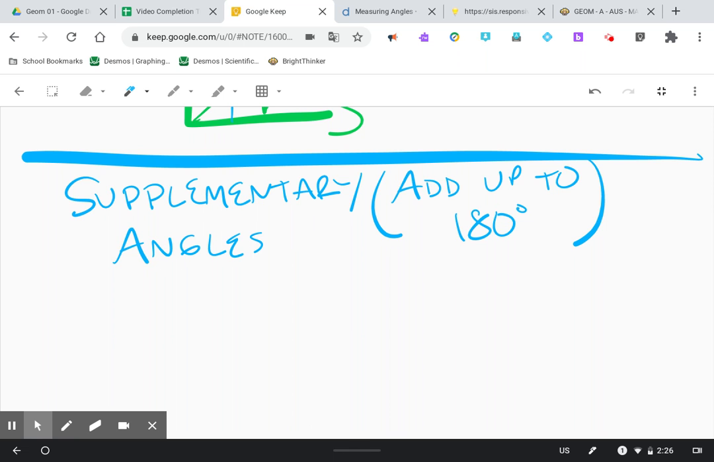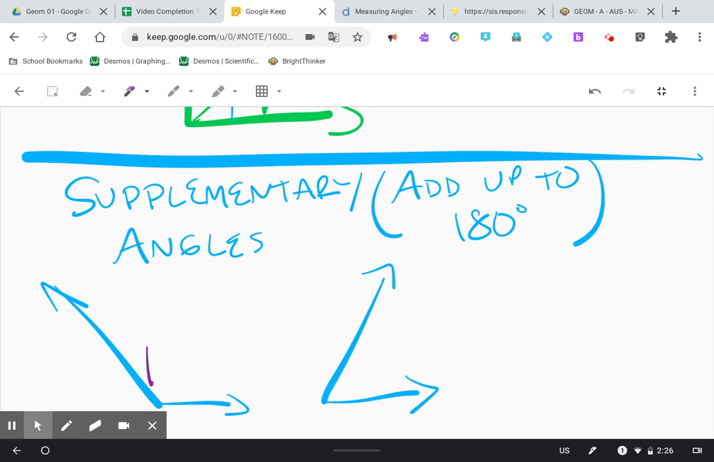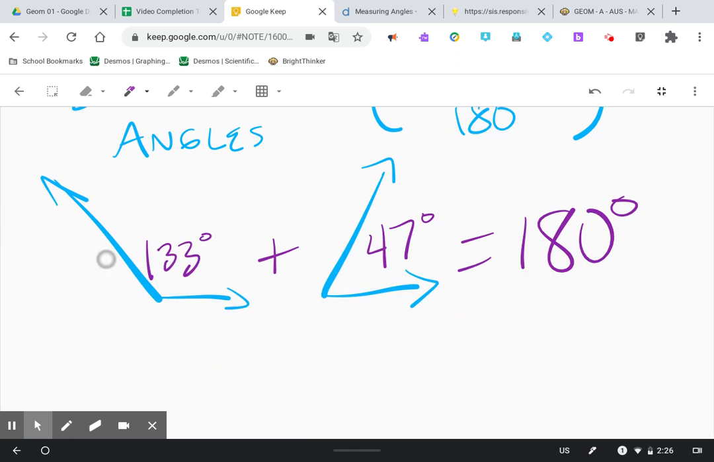So again, if I have two angles, say I have an angle right here, and an angle right here, and I said, all right, well, this angle is a measure of 133, and this angle is 47. Those add up to 180 degrees. That is supplementary.